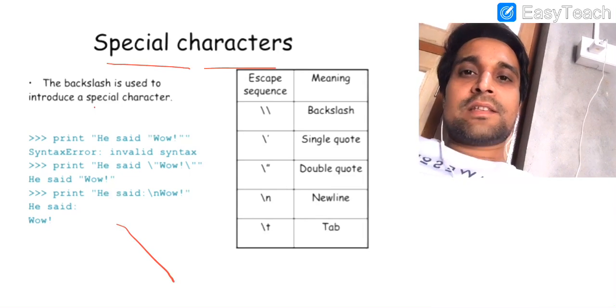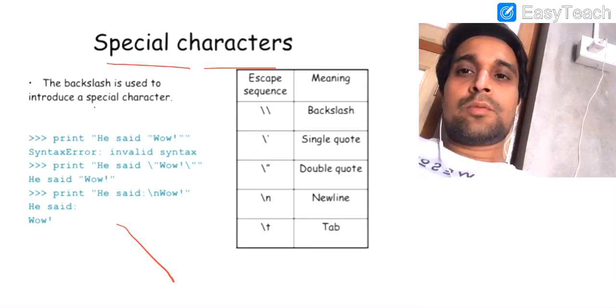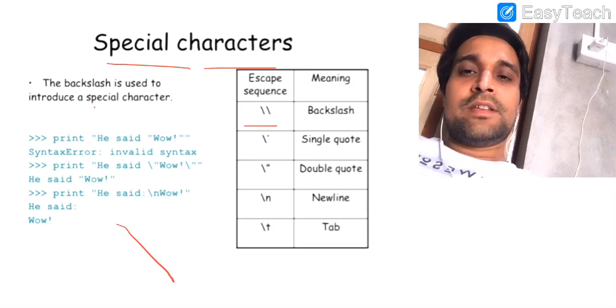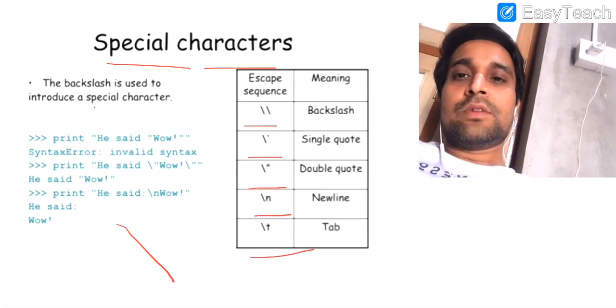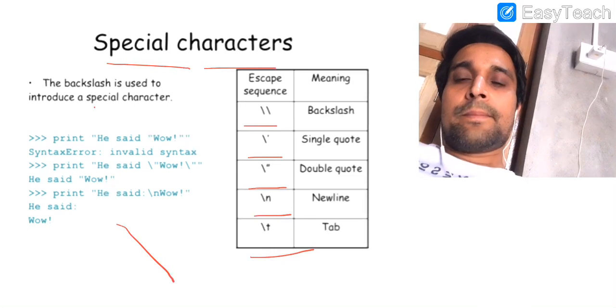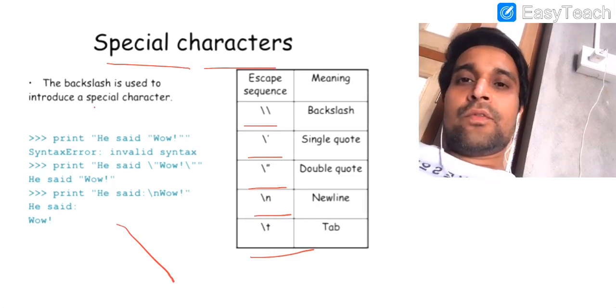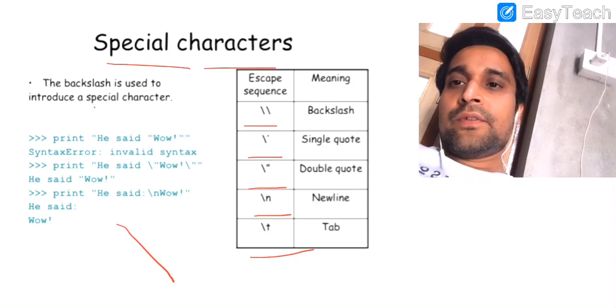Suppose you want to print a backslash on the output screen. For that you need to use the backslash symbol 2 times. If you want to print a single quote at the output, you need to use backslash single quote. If you want to display double quotes, you need to write backslash double quote. If you want to display a new line character, you use \n, for tab you use \t, for carriage return you can use \r, and for form feed we use \f.